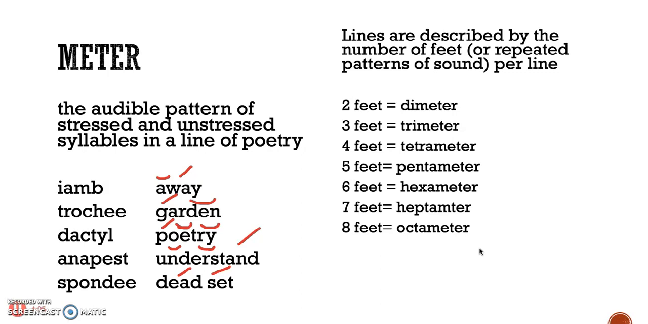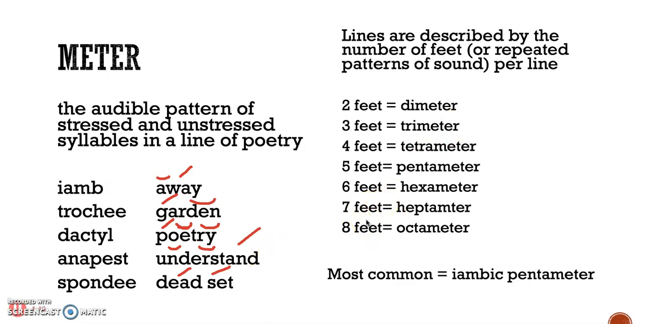So to give you a couple examples, if I'm writing with trochees, and that's my pattern, garden, so it goes stressed and then unstressed. If I have 4 sets of these per line, then we'll be writing in trochaic tetrameter. So we have the type of pattern and then the number of times it repeats. So we could have anapestic hexameter, spondaic trimeter, right? It's just the combination of those 2.